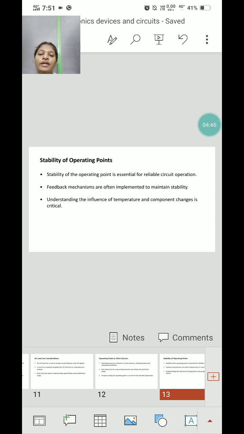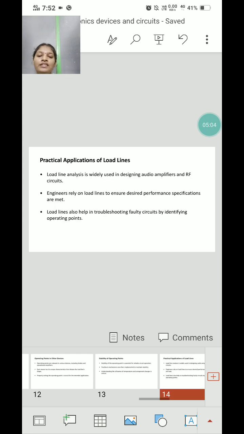Stability of operating points. Stability of the operating points is essential for reliable circuit operation. Feedback mechanisms are often implemented to maintain stability. Understanding the influence of temperature and component changes is critical.